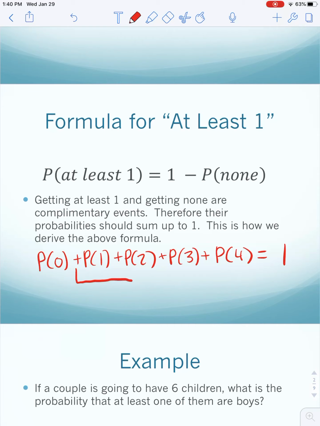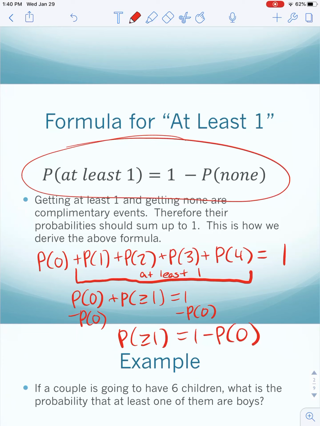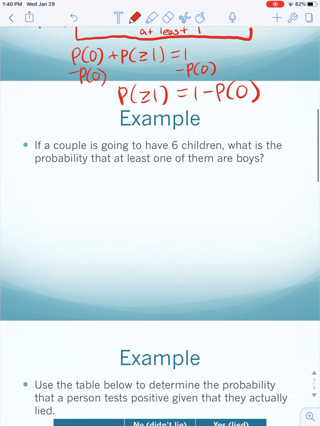If we are talking about at least 1, that's referring to 1, 2, 3, or 4 aces, because the max is 4. So this is the at least 1, all of this. Another way to write this is the probability of 0 plus the probability of at least 1 equals 1. And if I subtract over the 0, now you're seeing where this formula comes from. The probability of getting at least 1 of something is equal to 1 minus the probability of getting none of it, or 0 things. And this is a really powerful formula. We use it in a lot of ways, and we're going to see that right away.